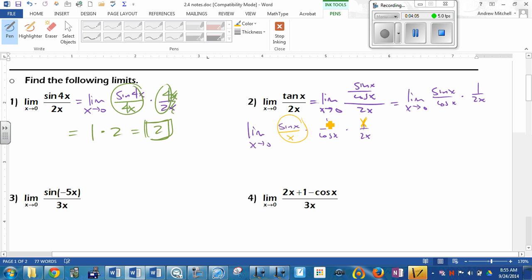Then we can find the limit of each part. Here we know the x's cancel out. And the limit as x approaches 0 of sine of x over x is 1. The limit of this one is 1 because 1 over cosine of 0 is just 1. And then here we're left with 1/2. So our overall limit here is 1/2.